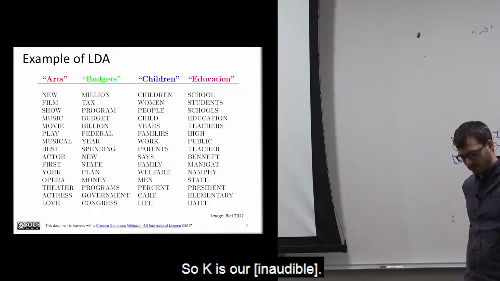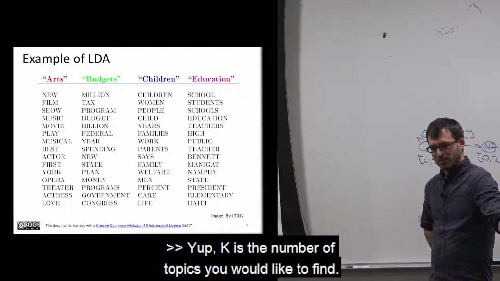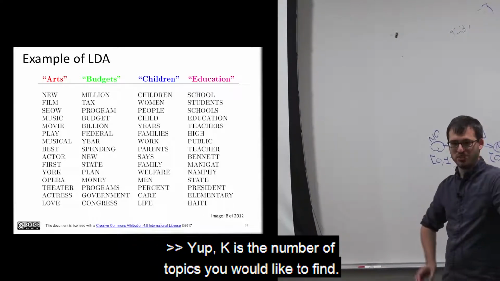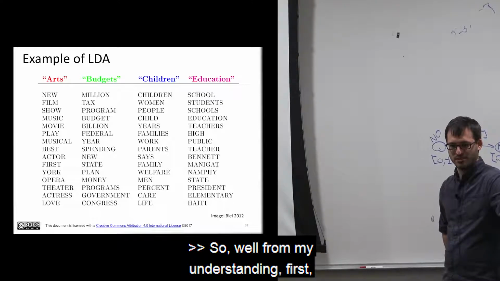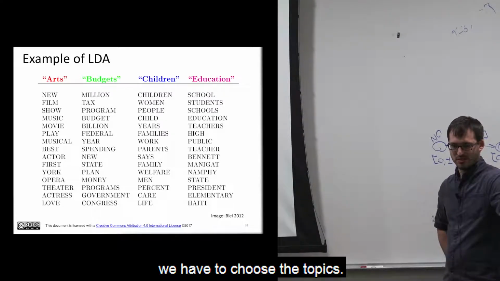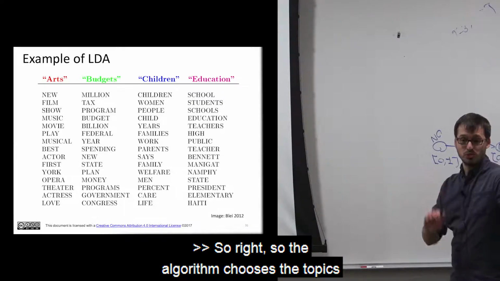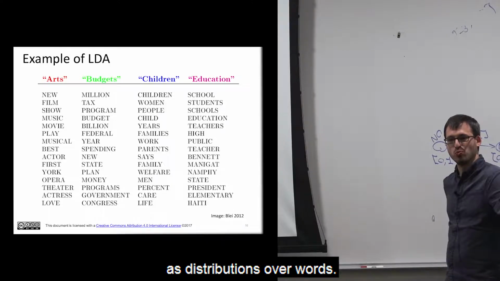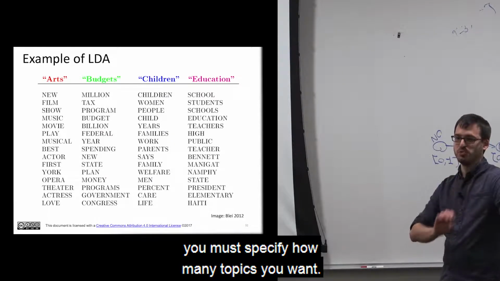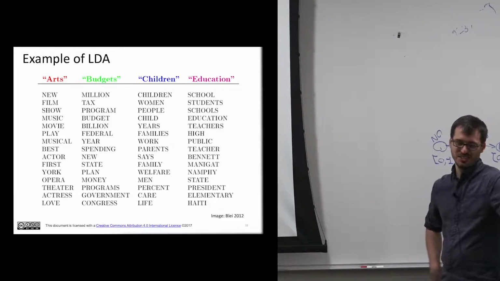From my understanding, K is arts, budgets, children's education, right? Yep, K is the number of topics you would like it to find. Right, so the algorithm chooses the topics as distributions over words, but in advance, you must specify how many topics you want. Does that make sense?